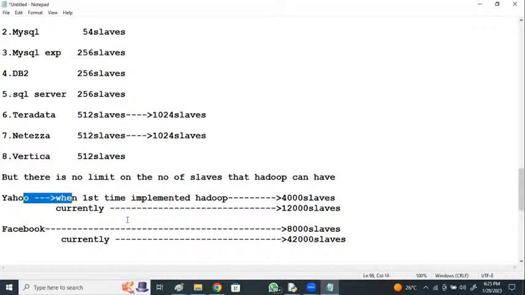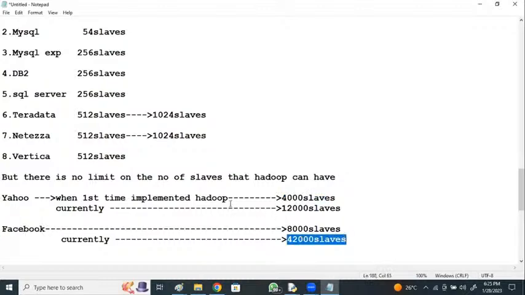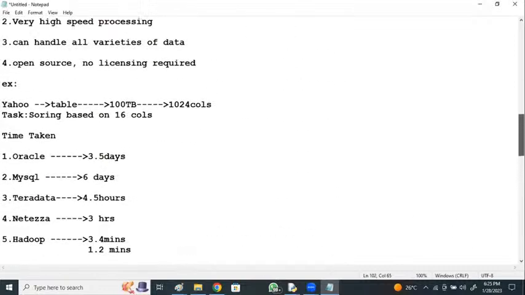And Yahoo, Facebook went with 42,000 systems for storing its data. Initially, it was using 8,000. Currently, it is using this. It means there is no limit on the number of systems that Hadoop can have as slaves, but there is a limit in other databases. So from the storage point of view, it is proven, and from the processing point of view, it is proven in the market, right?